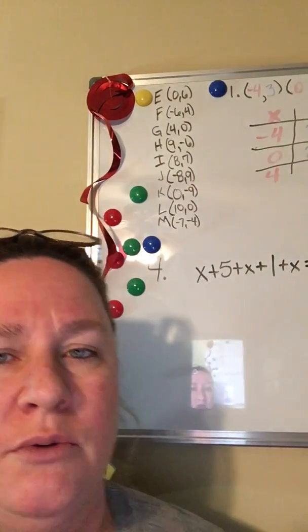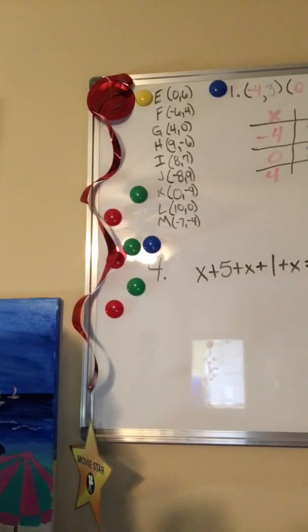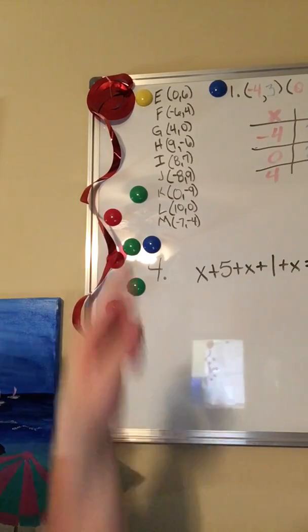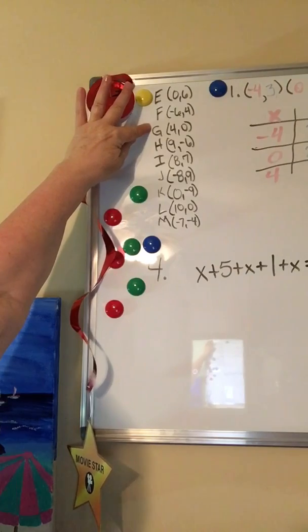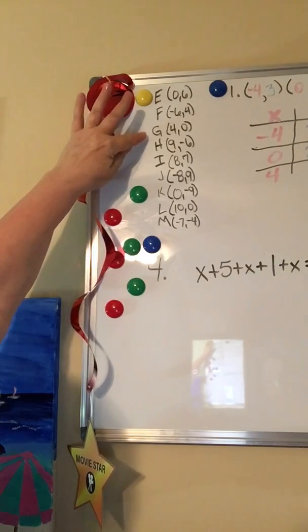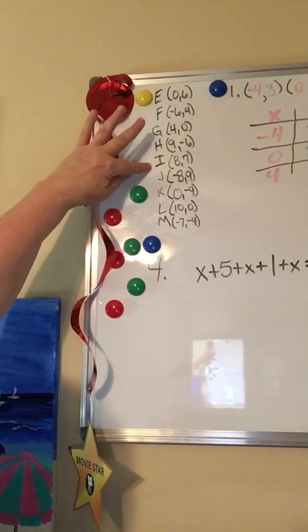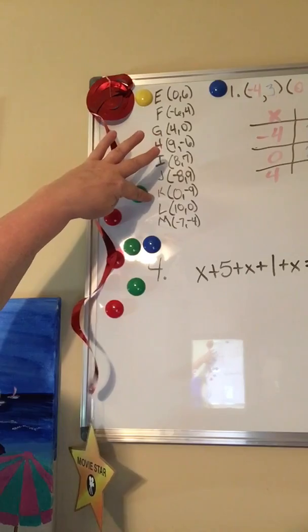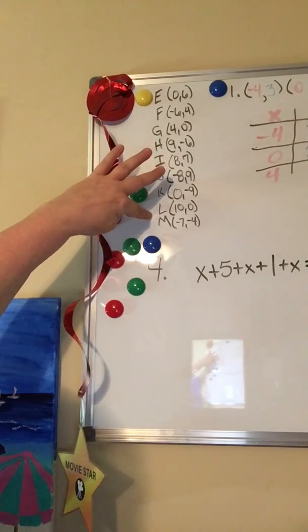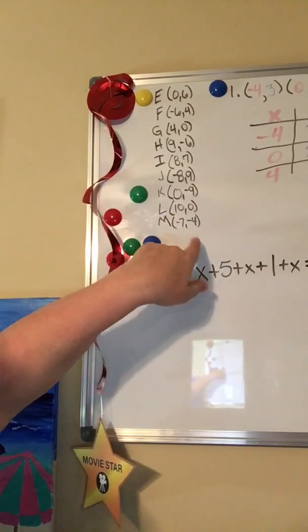Then all the other ones that they asked for are right here. You might have to zoom in on your video if you can. E is (0, 6). Point F is at (-6, 4). G is at (4, 0). H is at (9, -6). I is at (8, 7). J is at (-8, 9). K is at (0, -9). L is at (10, 0). And M is (-7, -4).